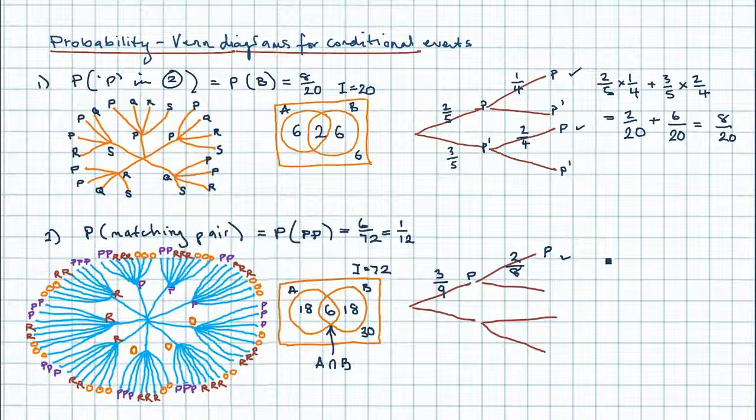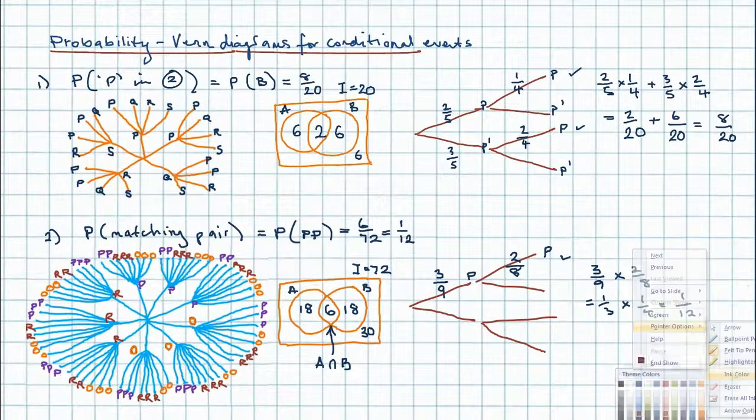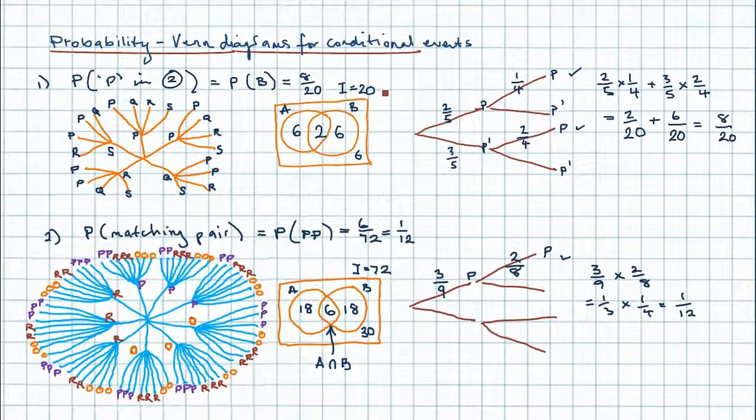So now, we've completed the only arm that we're going to follow down. So using the multiplication rule, we've got 3 ninths times 2 eighths. We can simplify that to make our calculations easier. 3 ninths is 1 third, and 2 eighths is 1 fourth. Multiply it together and we get 1 twelfth. So just as our answer was correct here, by doing a check using the probability tree, it must also be correct here.